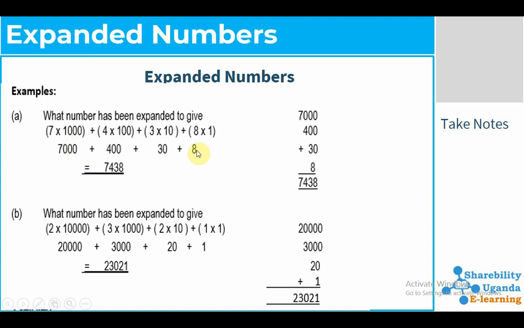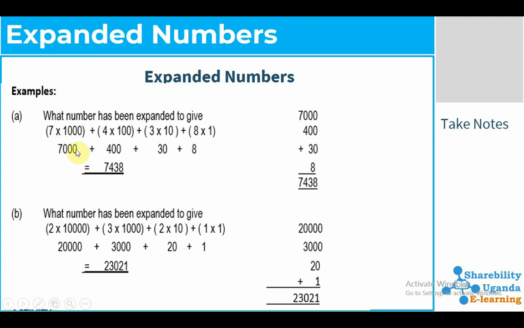Remember, we said that place values are numbers representing the sum of each. So we have this one, we also have this one, we also have this one, we also have this one. So for us to get the number, it is represented by the sum of each. That means we shall sum.